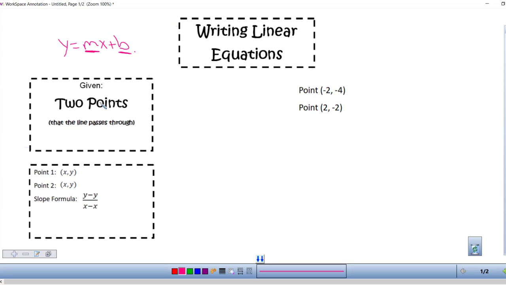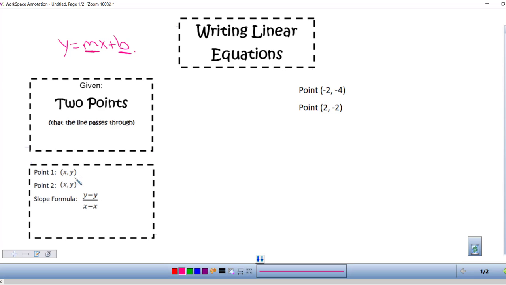We've done it from a graph where we had to find those two pieces, and we've done it from a point and a slope where we were given the m but we had to find b. When we have 2 points, we are actually given neither of those pieces of information, so we have to find both m and b. So that's an extra step from what we learned last time.